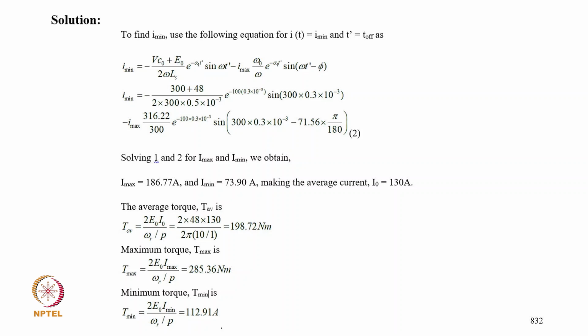and therefore the average torque 2 I0 upon omega r comes 198.72. Maximum torque is 2 I max upon omega r, that is 285.369 Newton meter, and minimum torque is T minimum, that is 2 I minimum upon omega r, 112.91 Newton meter.